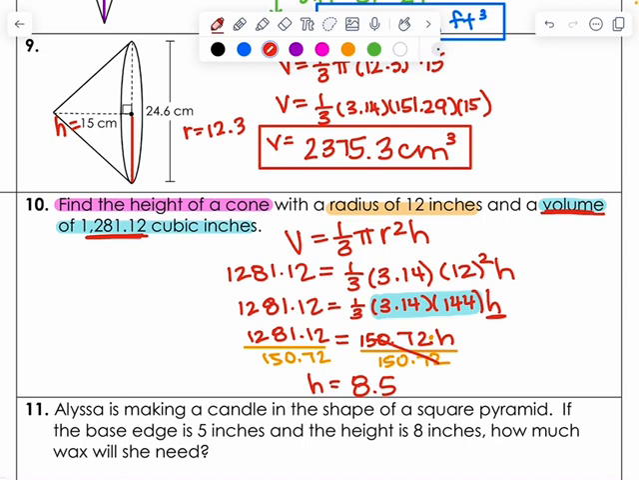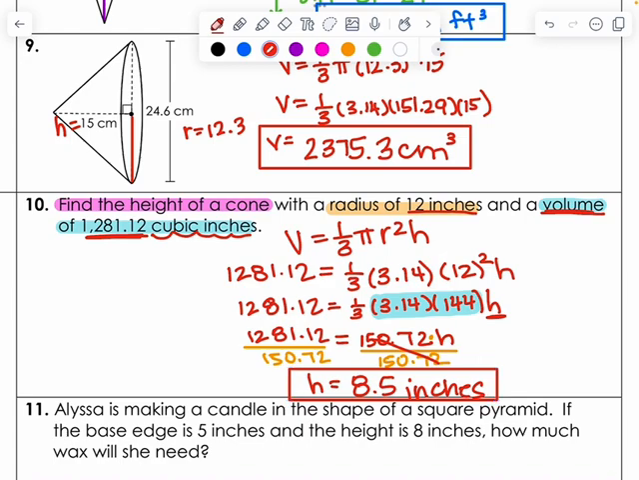Now, what's our label? Our radius is 12 inches. Our volume is cubic inches. What about our height? Okay, volume is the only one that's going to be cubic inches. Radius and height are both going to be just inches. Okay, so our answer is 8.5 inches.